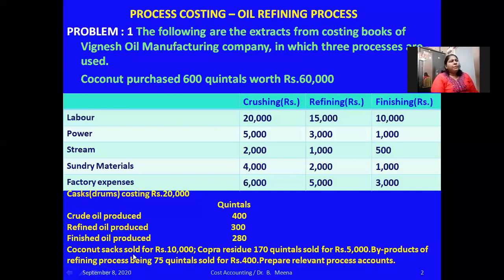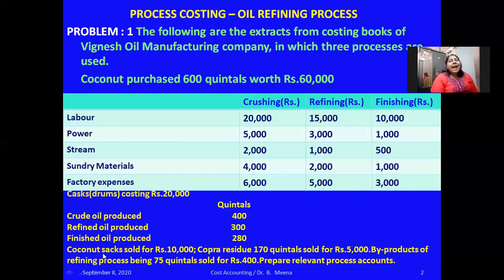And the last two pieces of information: coconut sacks sold for 10,000. Whenever you are selling anything, you will get an income, isn't it? I said in the earlier classes, all expenses must be debited in the respective process account. In case of income, we need to credit it. We need to look into which process we are getting this kind of income.